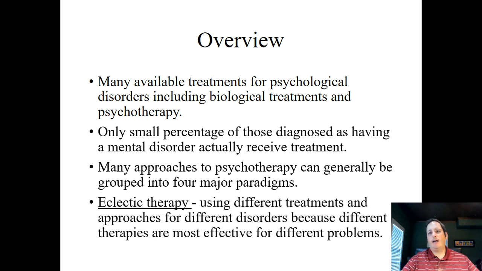Now, you may hear, if you ever do see a therapist, that they maybe favor an eclectic therapy. Eclectic is just a fancy way of saying that they're using different treatment and approaches for different disorders, because we know that certain therapies tend to be more effective for different types of problems. So, for example, if you have a phobia, you avoid certain things, a behavioral approach is very effective in treating that, whereas a behavioral approach may not be so effective in treating a disorder like schizophrenia.